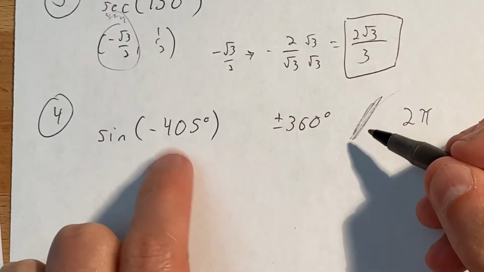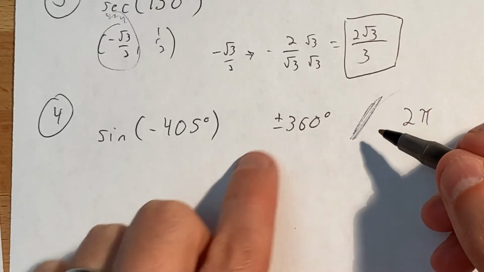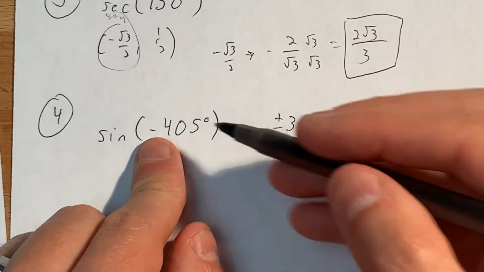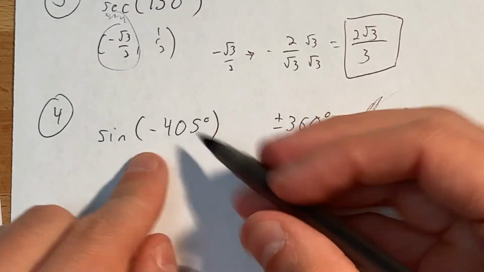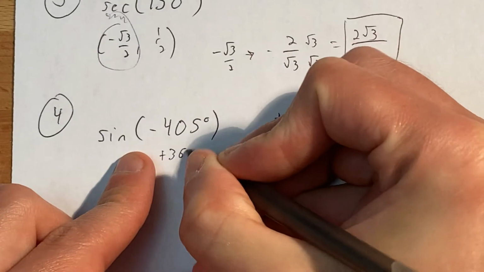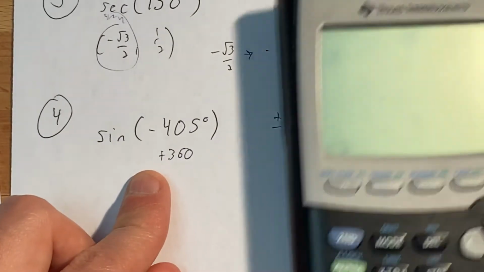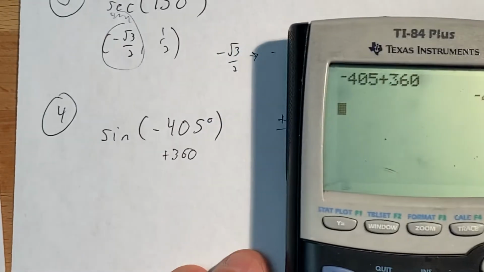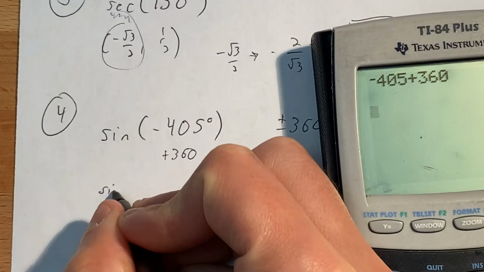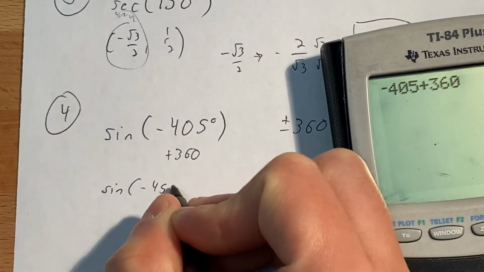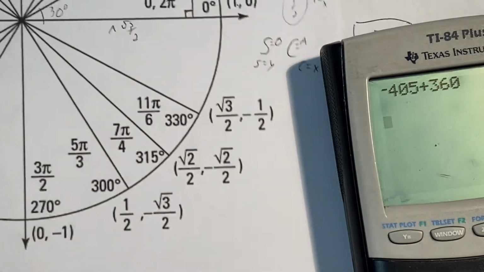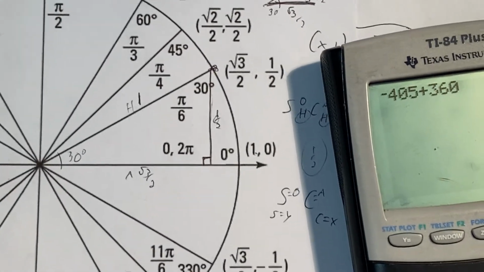Now, this obviously is in degrees, so I'm going to add or subtract 360. But I'm not going to add and subtract it. I only want this to become positive, so I'm just going to add 360 to it and cross my fingers. Negative 405 plus 360 equals negative 45 degrees. So this is the same thing as the sine of negative 45 degrees, which some of you might be able to logic out where negative 45 degrees is.